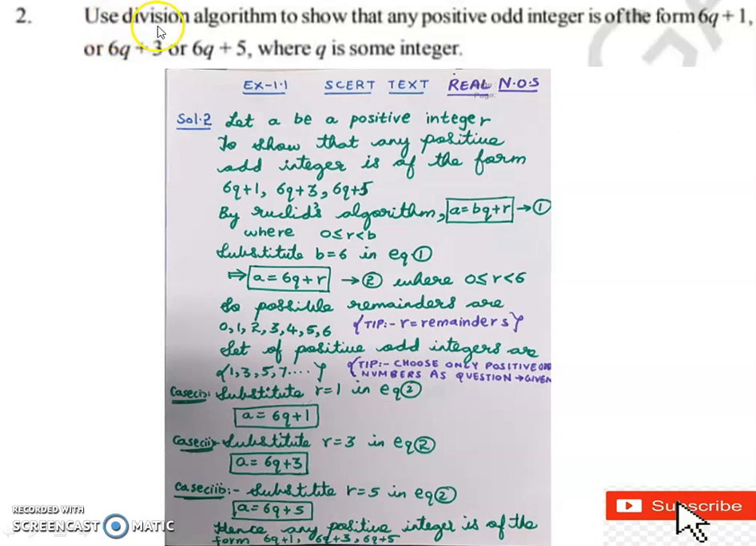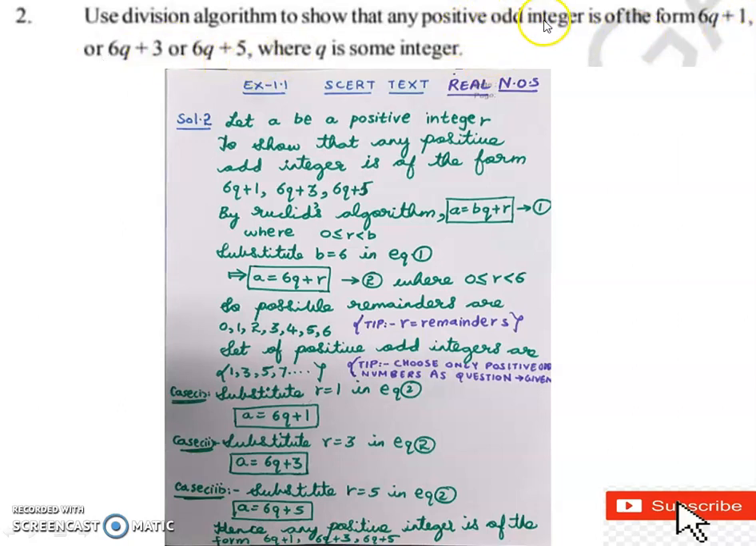The question is, use division algorithm to show that any positive odd integer is of the form 6q plus 1, 6q plus 3 or 6q plus 5, where q is some integer. Now observe here, when compared to your previous questions which I have uploaded on the YouTube channel, in that you were asked cube and square. But here the question is, you have to show that any positive odd integer. So the keywords used here are positive odd integer, and the form should be 6q plus 1, 6q plus 3 or 6q plus 5. Observe the word odd and observe the numbers 1, 3 and 5.